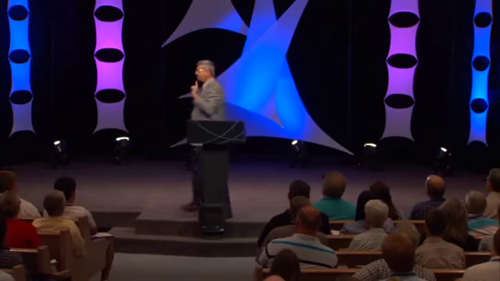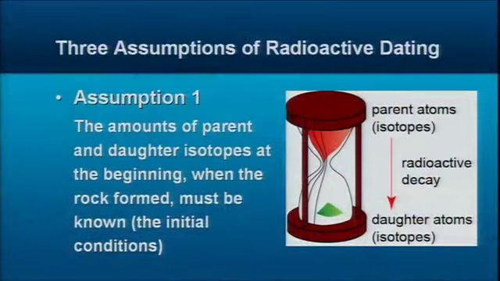However, here's the catch. You have to make assumptions. Because the method only works if you assume these three things are true. First of all, assumption number one: the amounts of parent and daughter isotopes at the beginning, when the rock formed, must be known. In other words, the initial conditions.